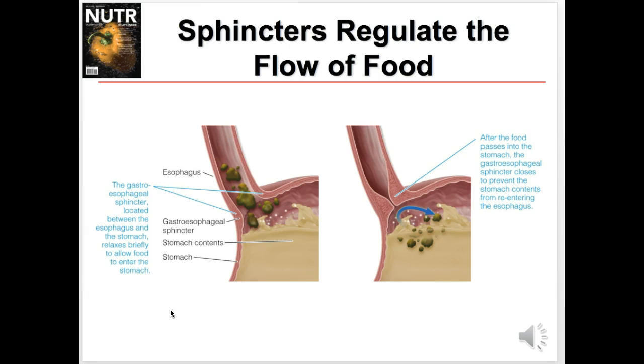The sphincters are what regulate the flow of food. The gastroesophageal sphincter is located between the esophagus and the stomach, and relaxes briefly to allow food to enter the stomach. Then after the food passes into the stomach, the gastroesophageal sphincter closes to prevent the stomach contents from re-entering the esophagus.